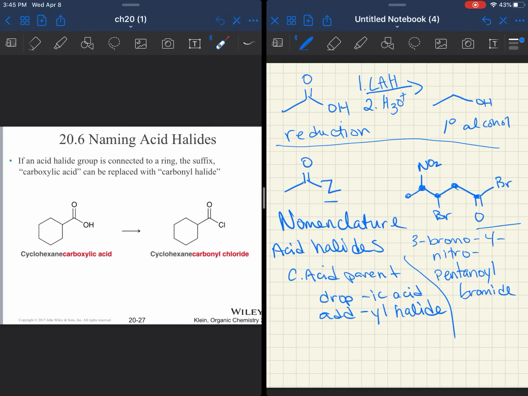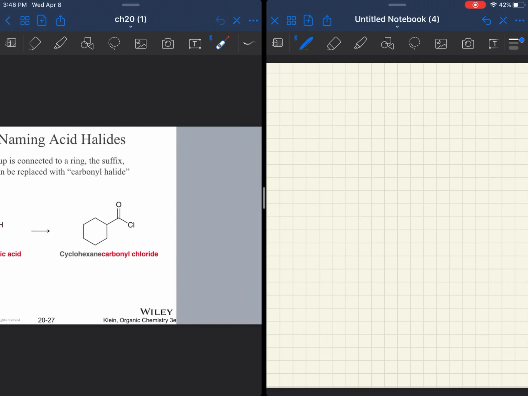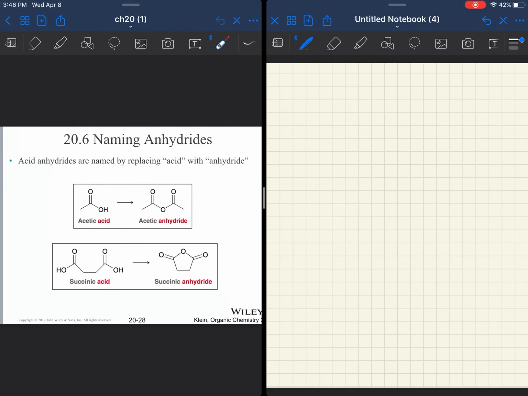And then I put in my substituents like I would with any other parent chain. On carbon 3, there is a bromo. And on carbon 4, there is a nitro group. This is 3-bromo, 4-nitro, pentanoyl bromide. It will always be on carbon 1 because it has to be at the end. So you don't have to put a number here. Just like with any of our other high priority functional groups, you would like the longest continuous chain that contains that high priority functional group.